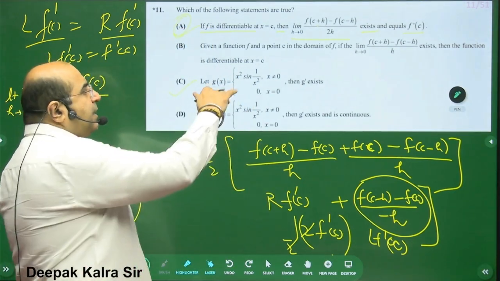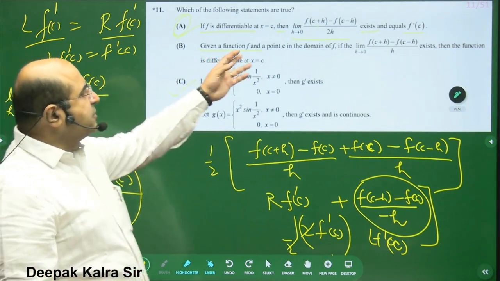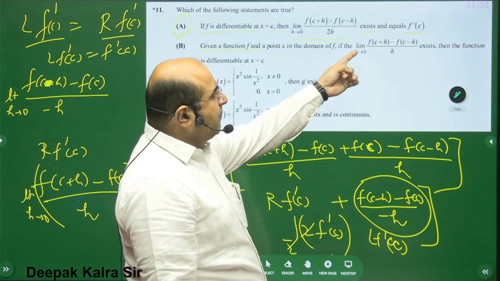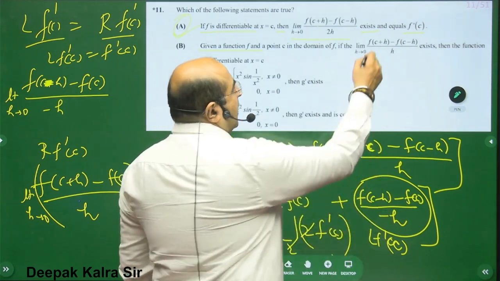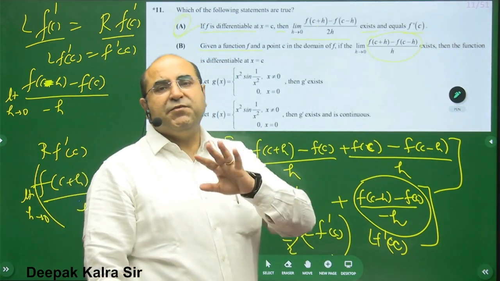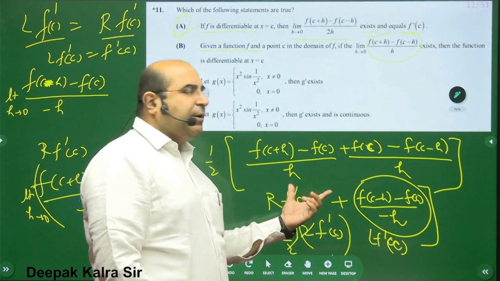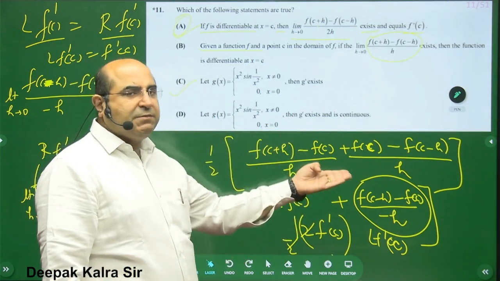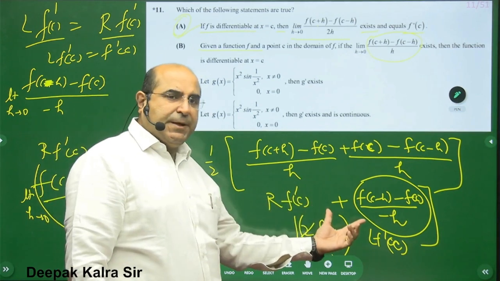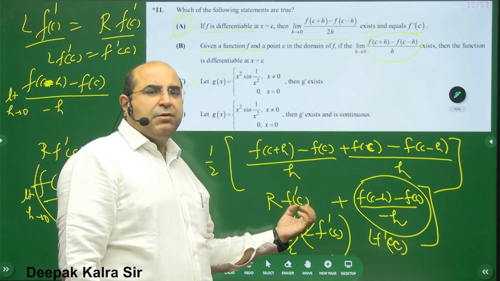Why not B? We will understand that also. Given a function f and a point c in the domain of f, if the limit exists, existence of limit doesn't mean that it is differentiable. Existence of limit will give you what? You will do the same steps and reach the same place, but you cannot add them up because you don't know whether they are equal or not.